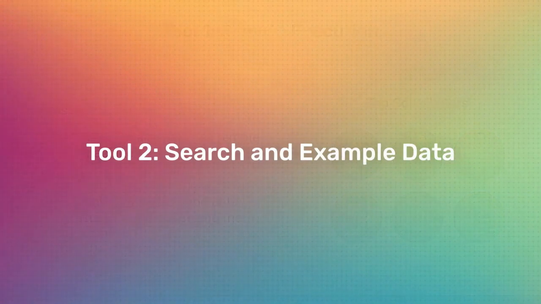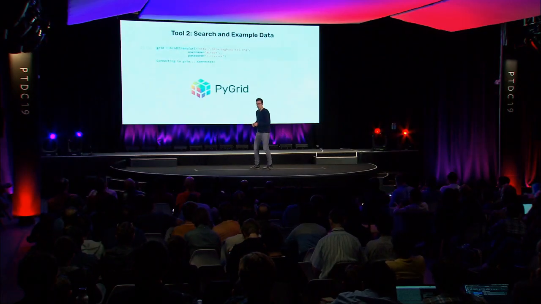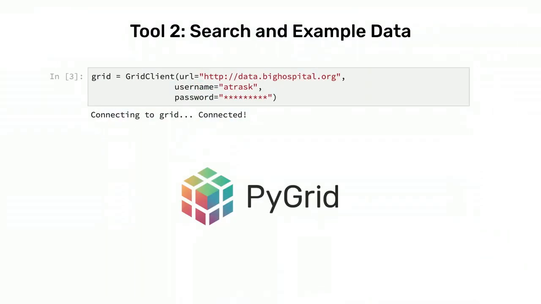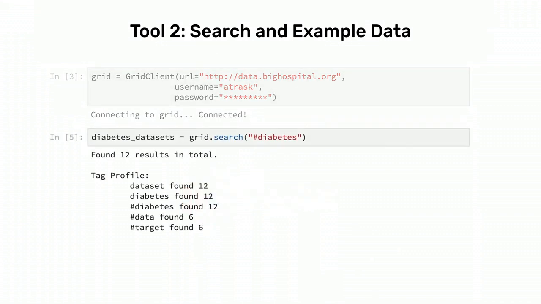Well, there are a few interesting features we can use for this too. A couple of them are search and example data. Let's say we have what's called a grid client. A grid client is just a collection of workers. Previously, we had a worker pointing to, say, a hospital data center. This might be a whole collection of hospitals. And this gives us features such as search. Let's say I wanted to do some sort of analysis relating to diabetes.